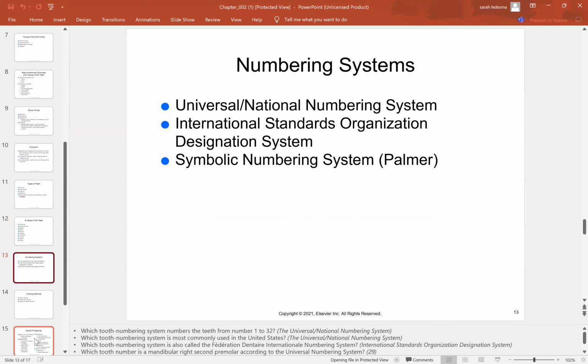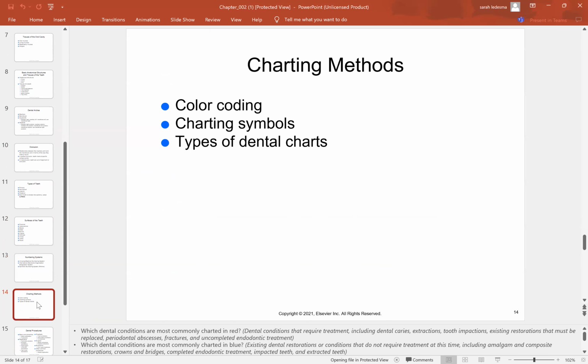Numbering systems. The universal or national numbering system is the one that is most used and we will use here in class. It's important, though, to know that there are also the International Standards Organization system and a symbolic numbering system, or Palmer notation. Charting methods include color coding, charting symbols, and then also knowing the types of dental charts.